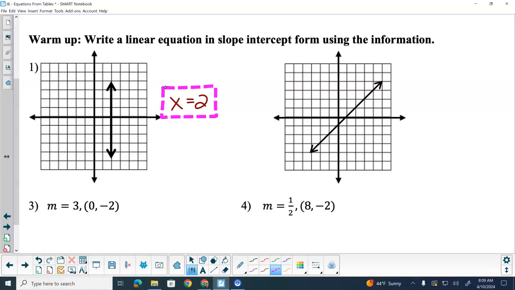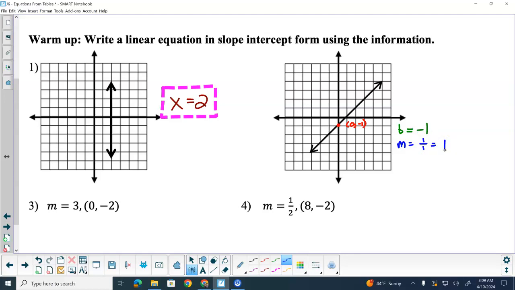Ash, we're up to you for number 2. What did you come up with for a y-intercept? 0, -1, which means your b is -1. And what did you come up with for your slope? 1/1. Would you be offended if I just wrote that as just 1? You okay with that? Okay, good.